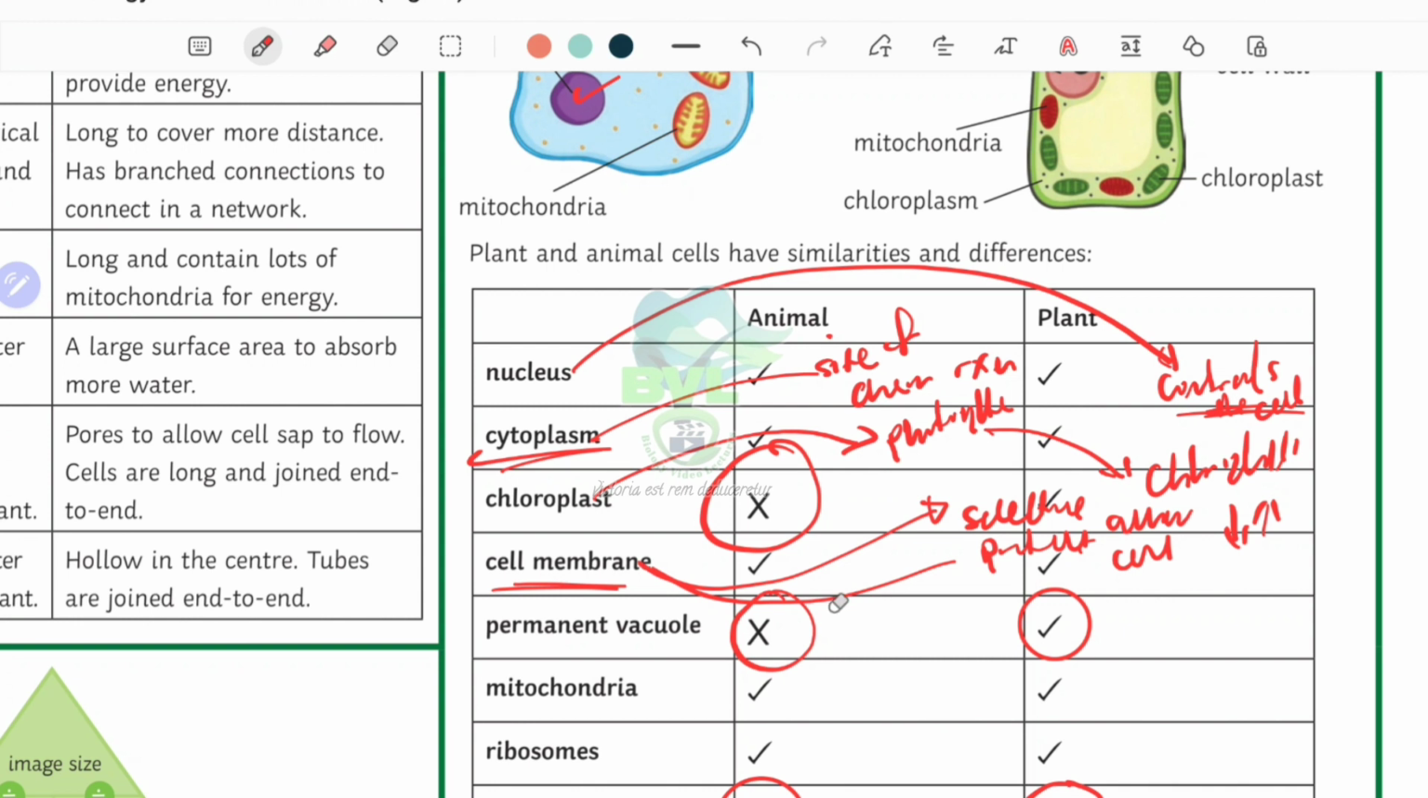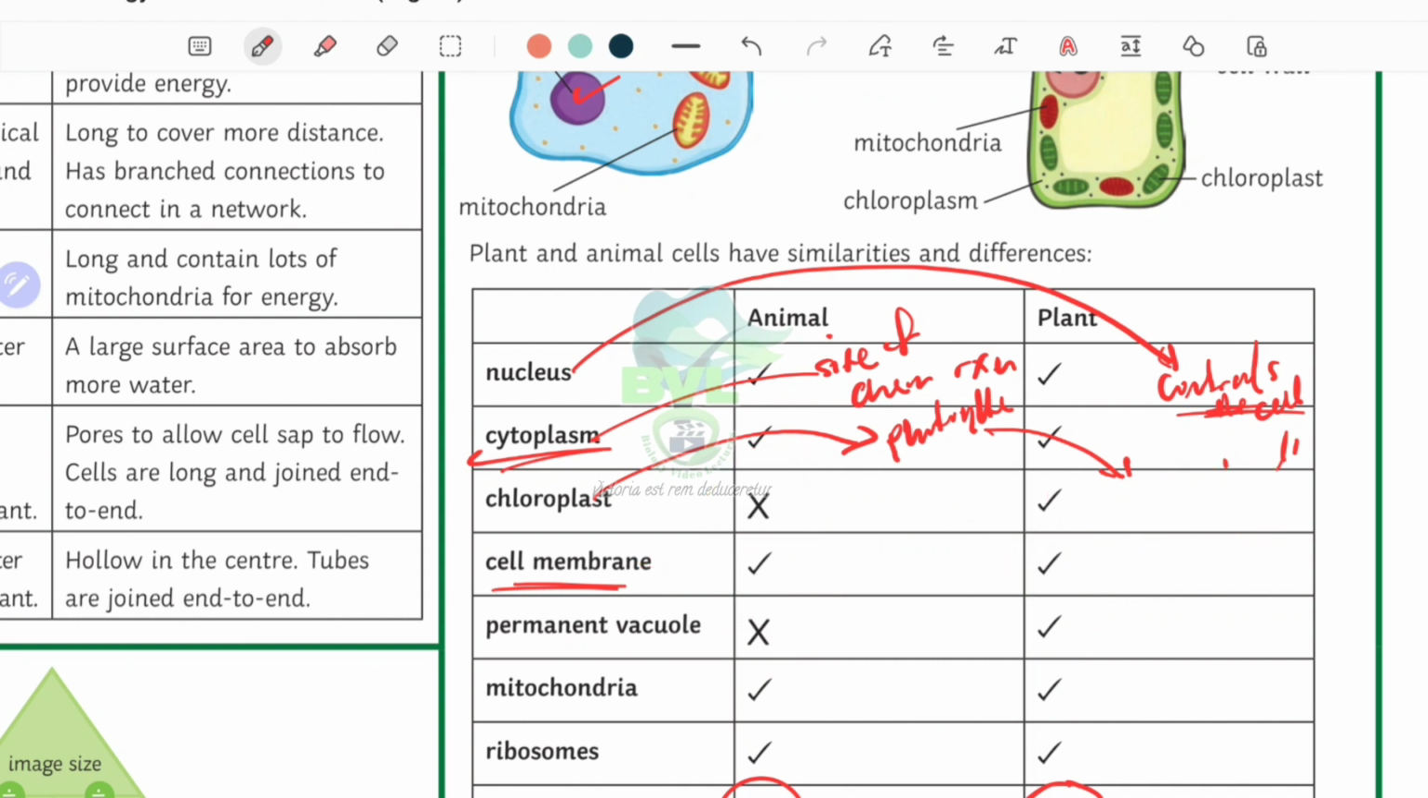The next one to look at is the permanent vacuole. Permanent vacuole contains sap. What is the sap? Basically sugar solution, so it just stores. It serves as storage. So in case you're wondering what the function of the permanent vacuole is, it serves as a storage structure in plant cell.